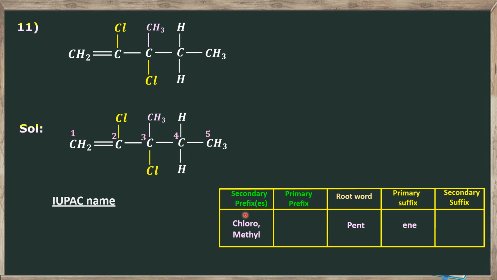we have to write the substituents as per the alphabetical order. So 2, 3 dichloro 3-methyl pent 1-ene. The position of the double bond also should be mentioned. Okay. So 2, 3 dichloro 3-methyl pent 1-ene. Here the position of the double bond is 1. Okay.